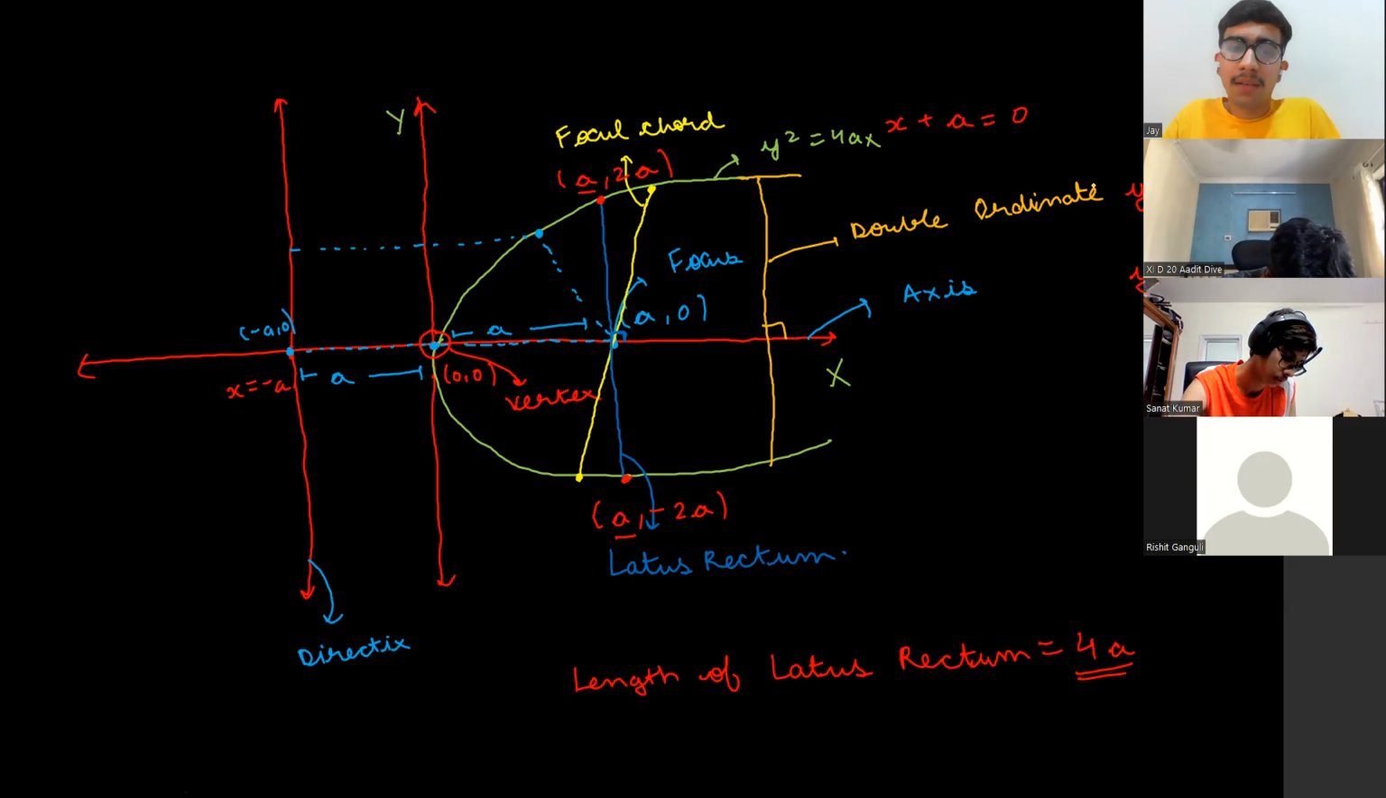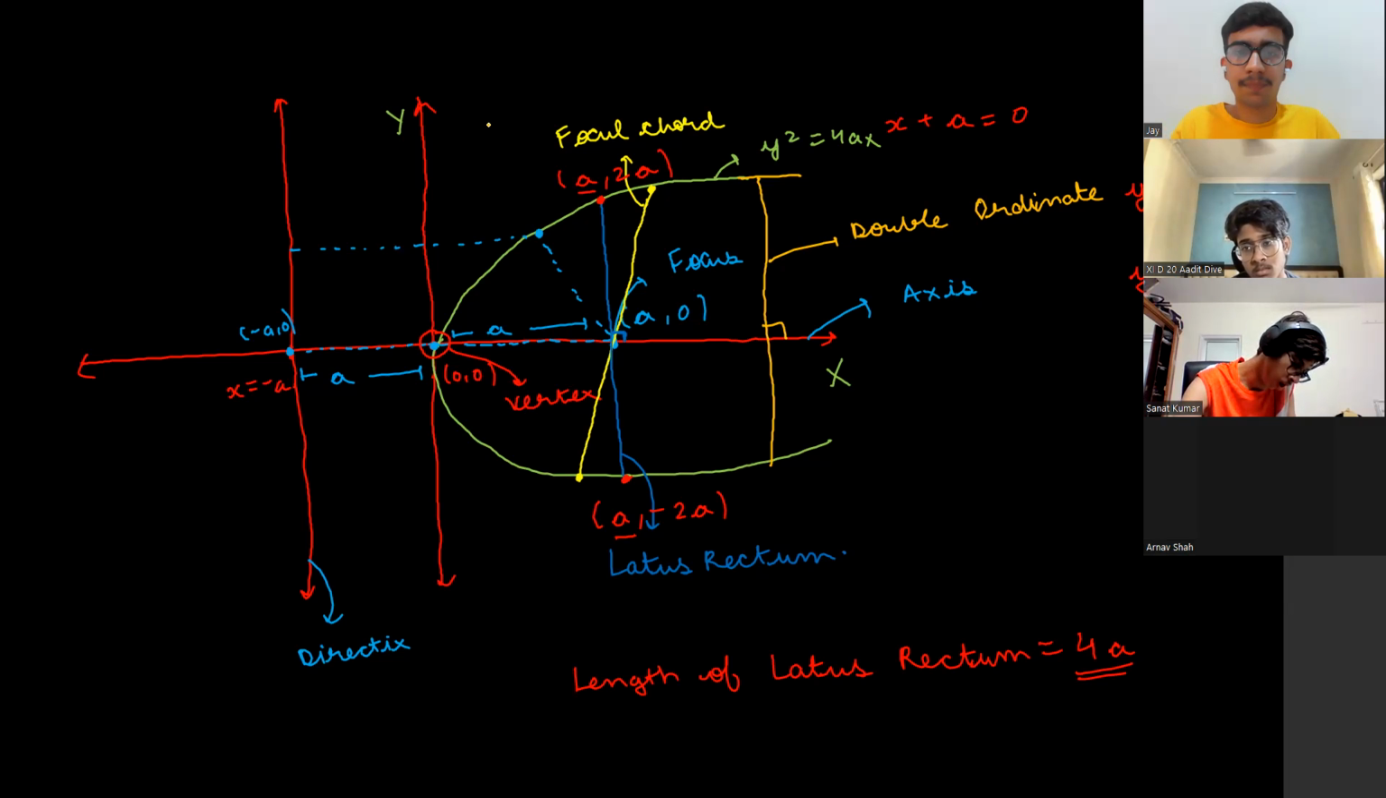We have a vertex, we have a directrix, we have a focus, we have focal chords, latus rectum, double ordinate, axis, and that's all. So could you go to the definition, please?